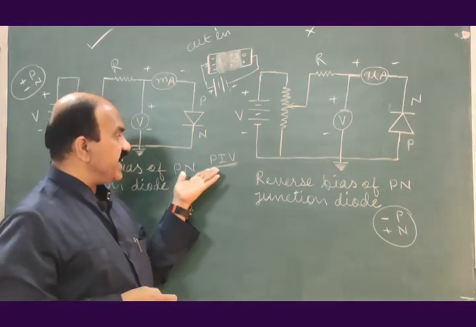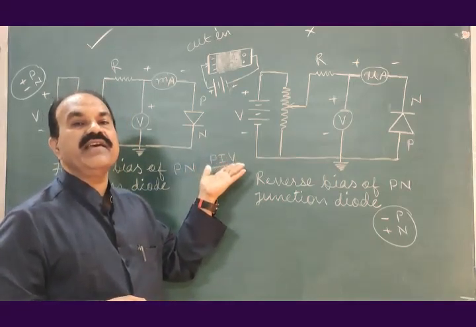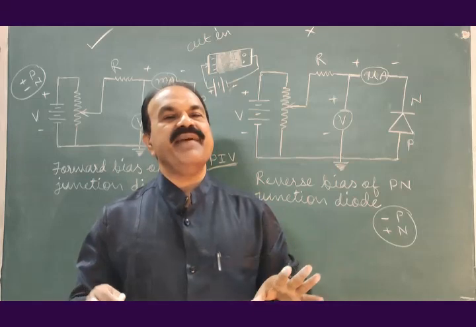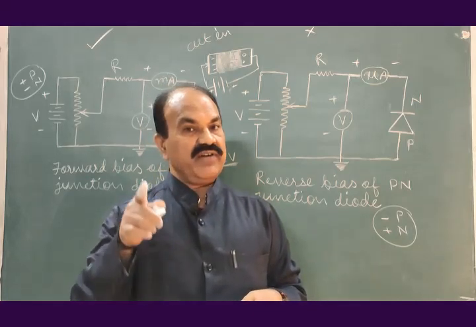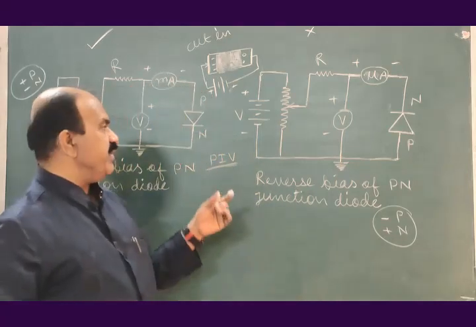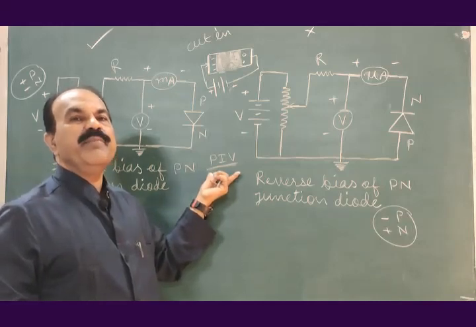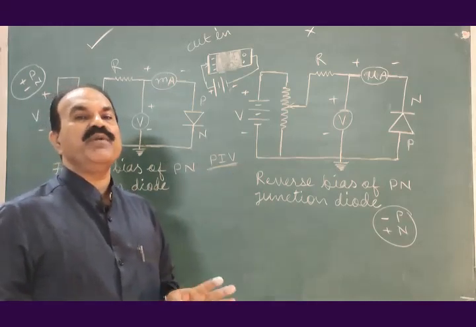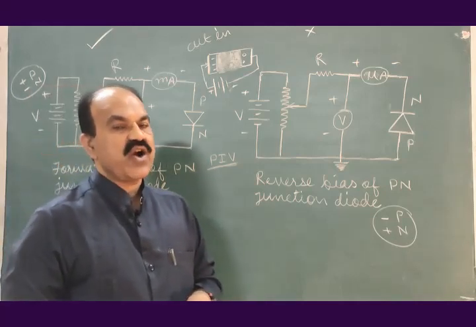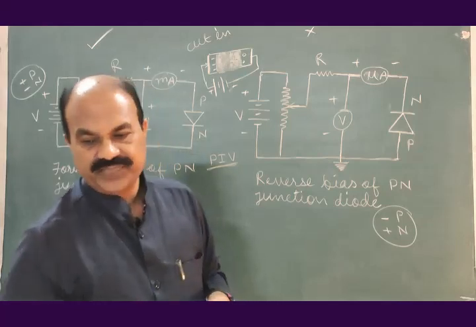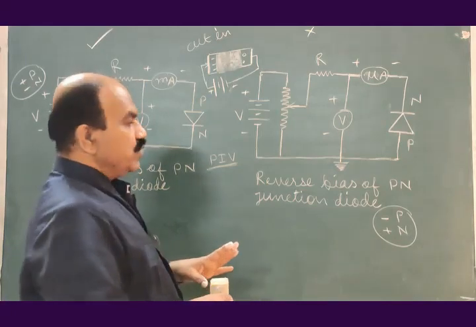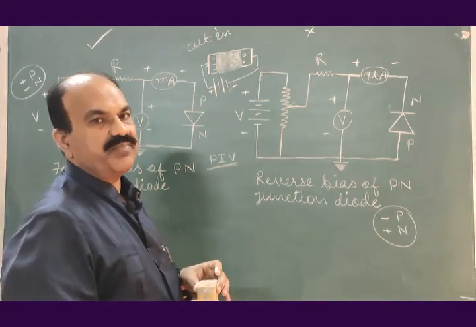If the reverse voltage exceeds the value PIV, there will be breakdown of the PN junction diode and it may get damaged permanently. And therefore, whenever a PN junction diode is used in reverse bias, the reverse bias voltage should always be smaller than the peak inverse voltage. It should not be more than the peak inverse voltage. Otherwise, breakdown of the PN junction diode will occur in reverse bias and it may damage the diode permanently. How to draw the VI characteristics of a PN junction diode?